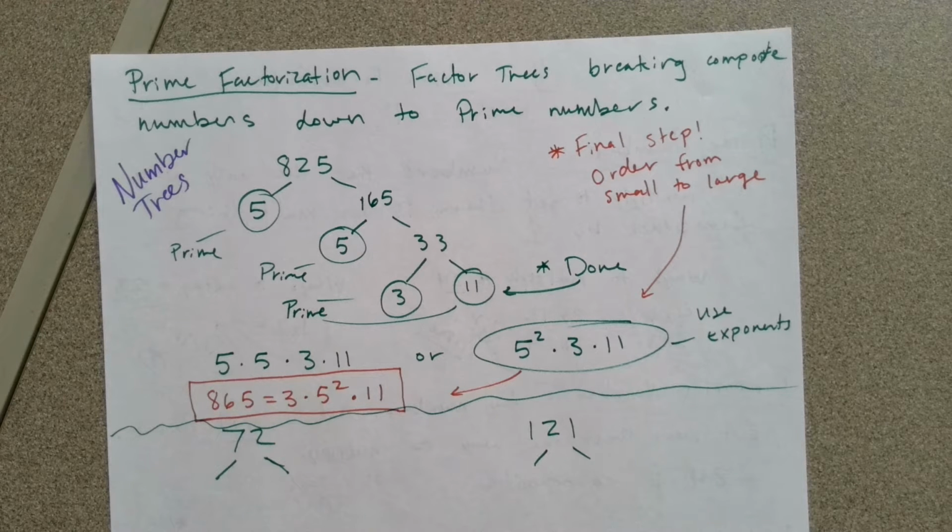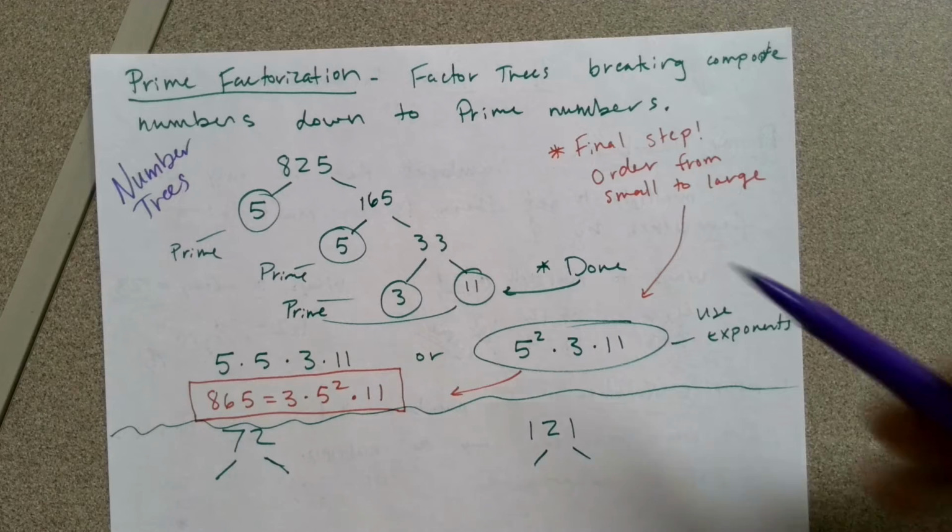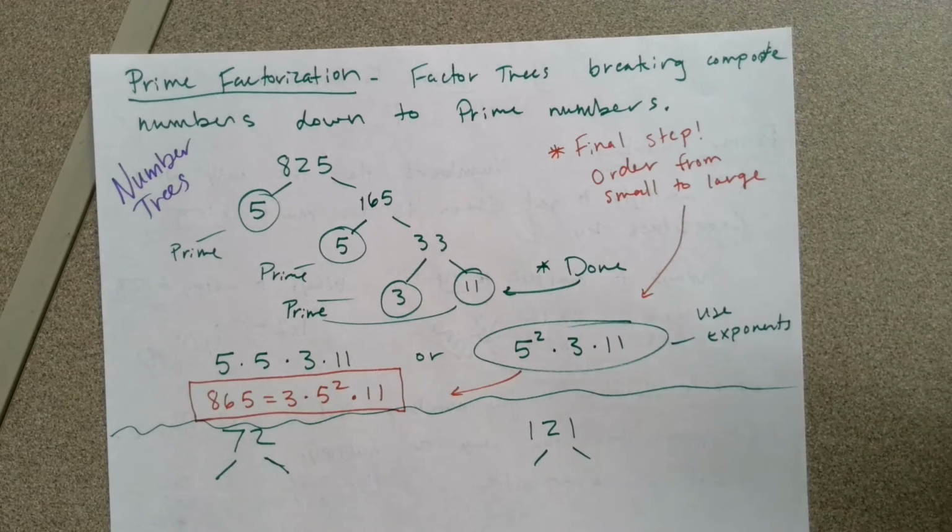So we got our prime numbers. We got to get them down to the simplest form, to when the only thing that can be multiplied to them is 1. And then we'll know they're prime. So for our prime factorization, we're using factor trees, breaking down these composite numbers all the way to prime numbers.